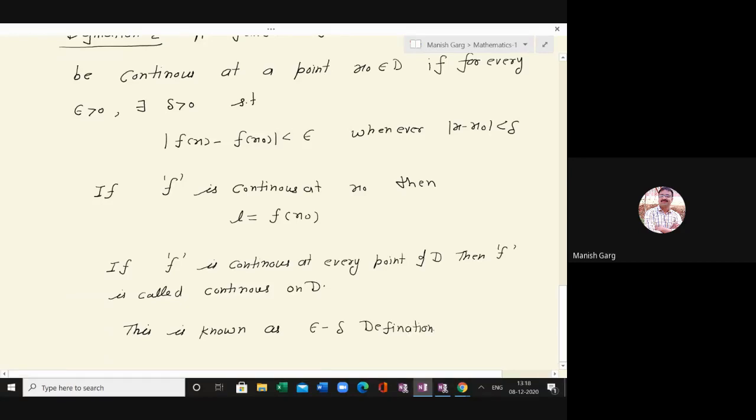So it means you have studied in your intermediate: for a function, if you want to check the continuity at x naught, find the left hand limit, the right hand limit, and the value of the function at that point. If the left hand limit and right hand limit are equal and equal to the value of the function at that point, then you say f is continuous.